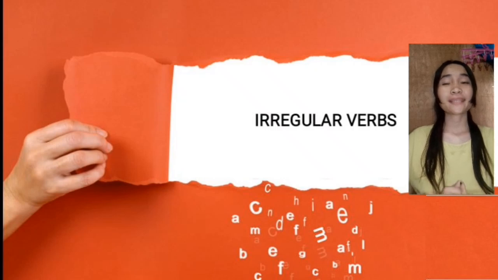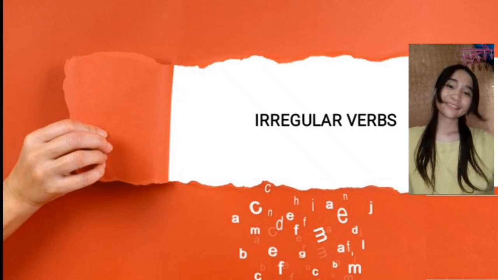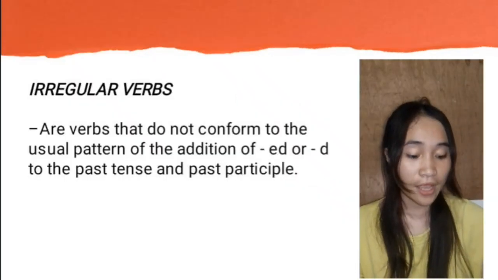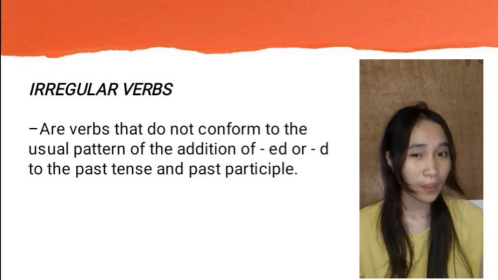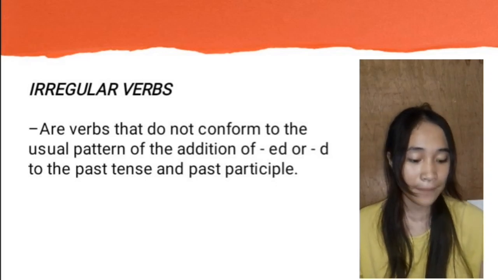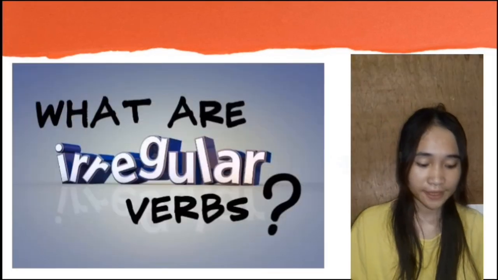So this is my assigned topic, irregular verbs. So let's start. Irregular verbs are verbs that do not conform to the usual pattern of the addition of -ed or -d to the past tense and past participle. So, what are irregular verbs?